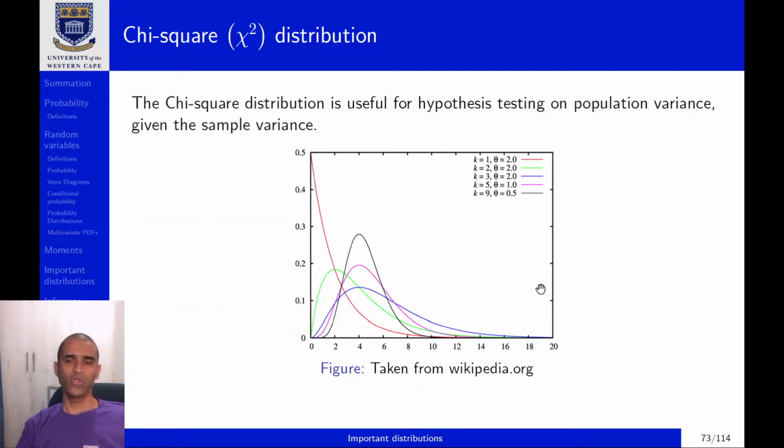So this picture shows you the chi-square distribution for various sample sizes. And you'll notice that as the sample size goes up, the closer and closer the chi-square distribution looks to a normal distribution.